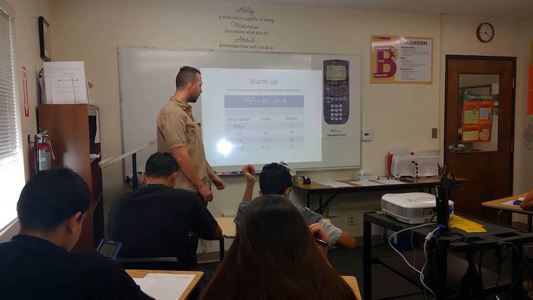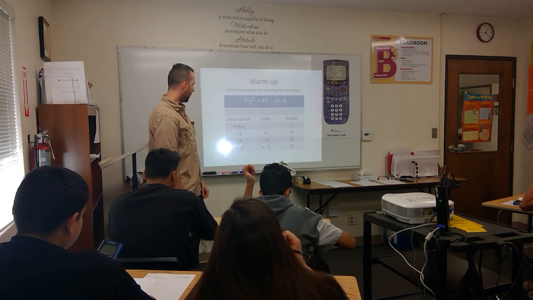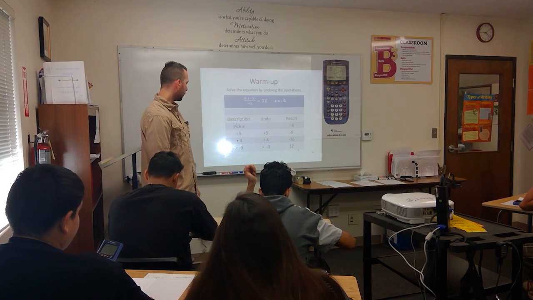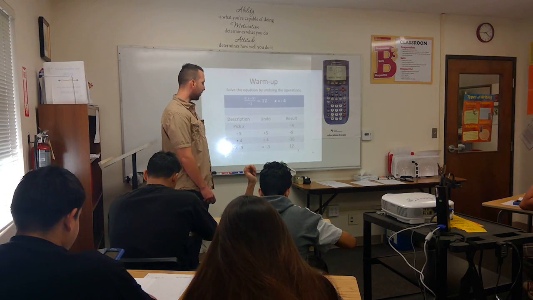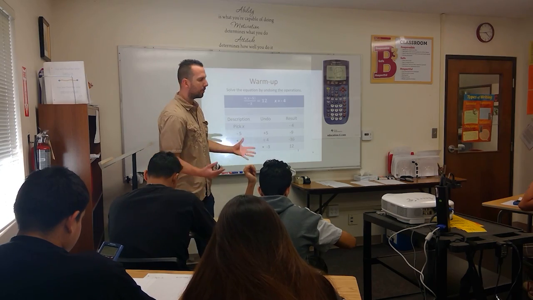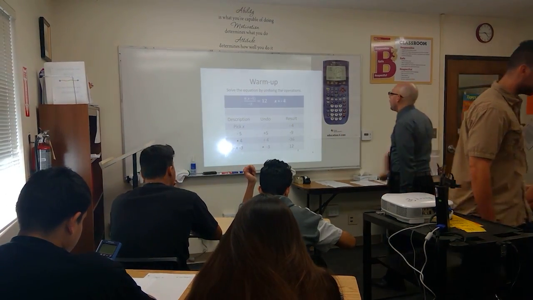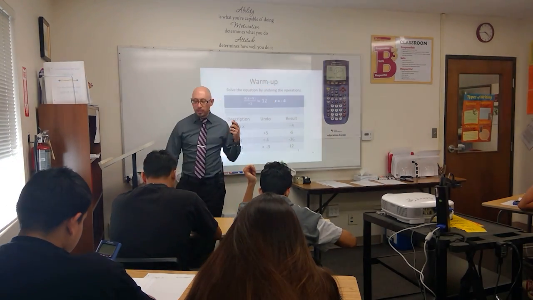Times 4. And then hit enter. And then what's the last step? Divide by -3. Is that equal 12? Yeah. Perfect. You guys got it. So there we go. Secret number. Awesome. So let's go ahead and try another one.